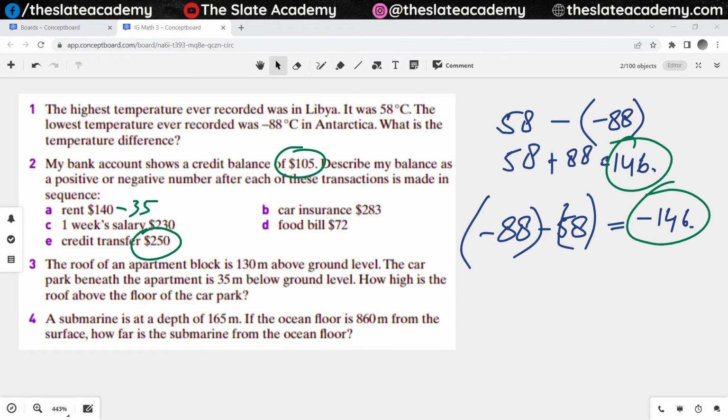Then the next transaction, you pay an insurance of 283, car insurance, and that would mean that this amount further reduces your balance by 283. So that would mean your balance would become minus 318. Excellent, excellent. Then you receive one week's salary, so your balance would increase by 230. So wouldn't it become minus 88?